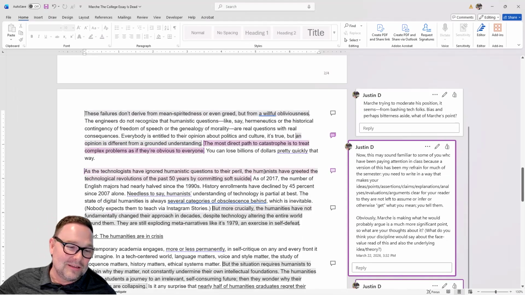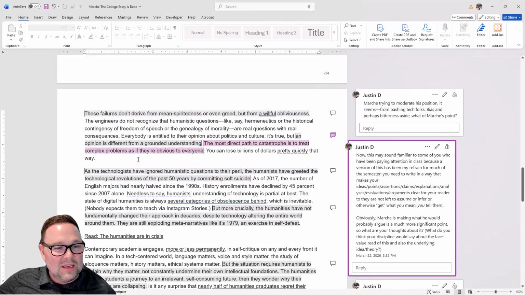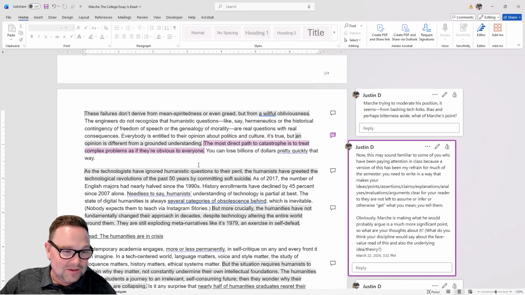I have a long comment here. I'm going to try not to talk about this a lot, but March says in a moment, the most direct path to catastrophe is to treat complex problems as if they're obvious to everyone. Now, hopefully that sentiment sounds a little familiar, because in class, all semester, I've been encouraging you and exhorting you to please try not to proceed in your writing as if your audience just automatically knows what you're talking about or inherently agrees with you. Be clear as you talk about your problems, your solutions, your reactions, whatever you're going to talk about in your discipline paper.